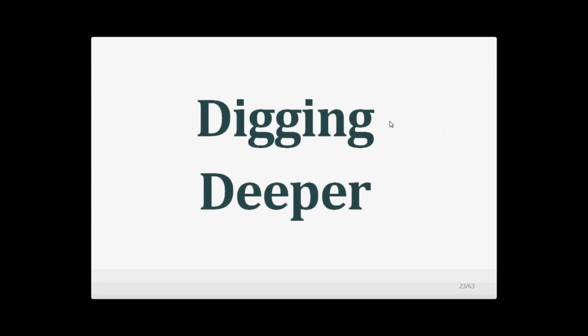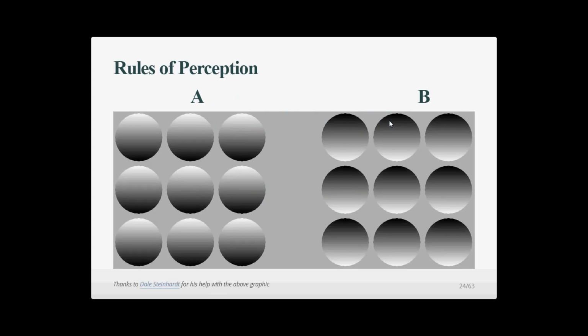Let's dig a little deeper now that we've built that common vocabulary. There are certain rules of perception, and if we can harness those rules and understand those rules, we'll become more effective at finding patterns in our data and more effective at communicating those patterns to others. Let's look at one of those rules.